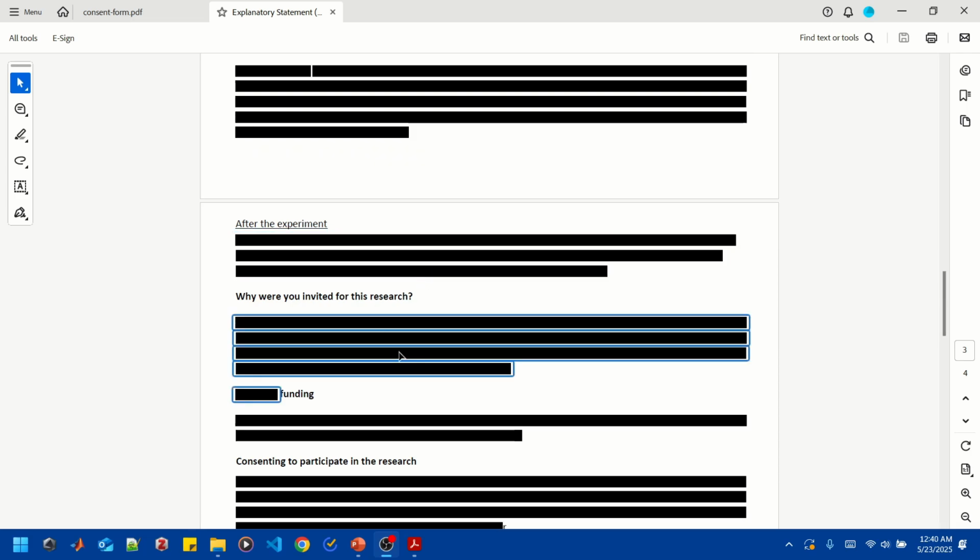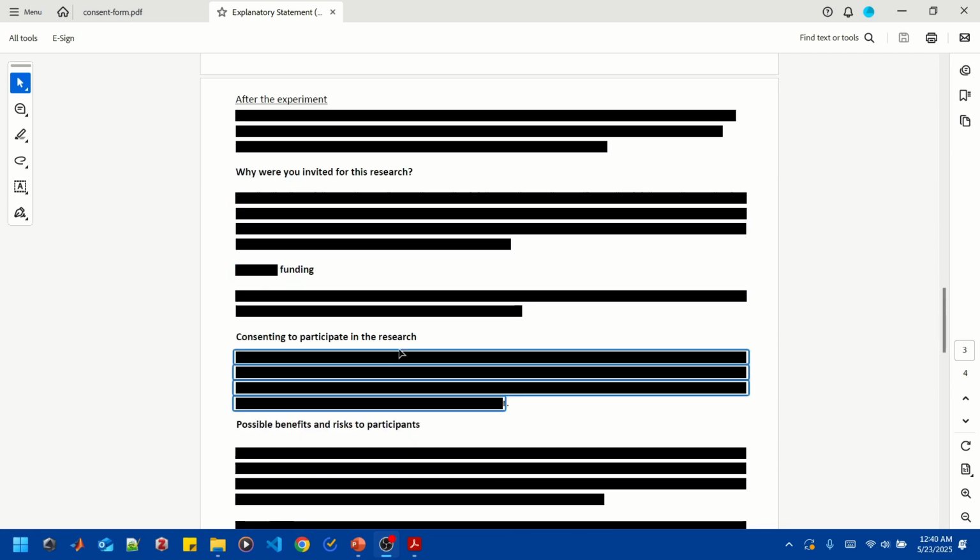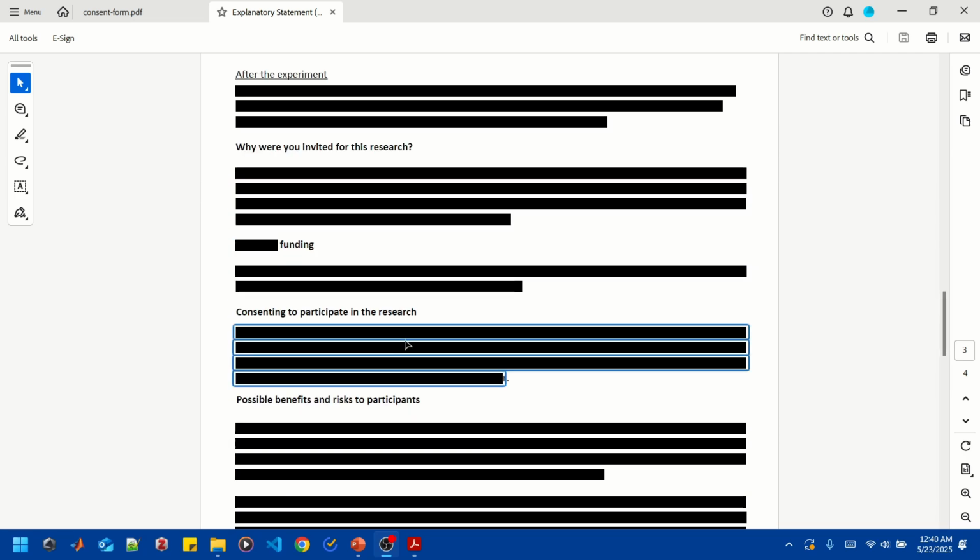You need to talk about funding and why they were invited for this research. Did you target specific demographics? Did you target them specifically for a certain reason? Things like that. And of course, you would have to talk about consenting to participate in a research. A subject can technically withdraw their consent to participate at any point during the experiment if they feel uncomfortable. And you should allow them to do this so that you don't compromise their safety and their well-being.